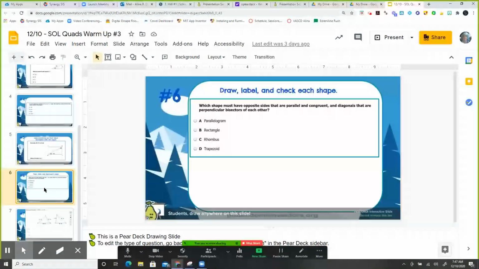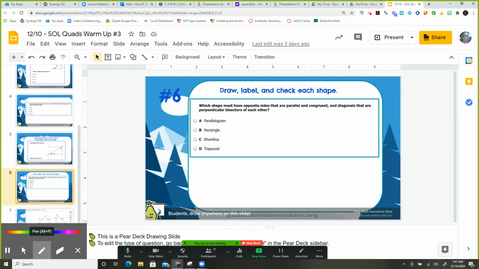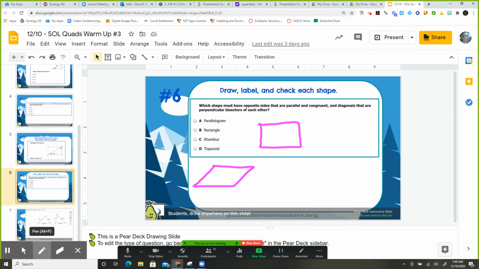Number 6. Probably tomorrow we'll talk about the quadrilaterals. I'm hoping we'll be ready for that tomorrow. But I would draw a parallelogram, a rectangle, a rhombus, and a trapezoid. I'm not a very good rhombus drawer. I usually draw isosceles trapezoids, but it doesn't have to be that. So this is my parallelogram, this is my rectangle, this is my rhombus, and this is my trapezoid.